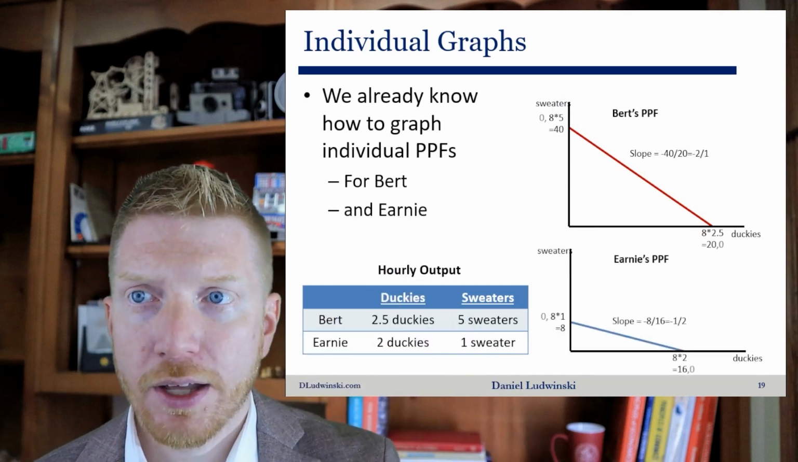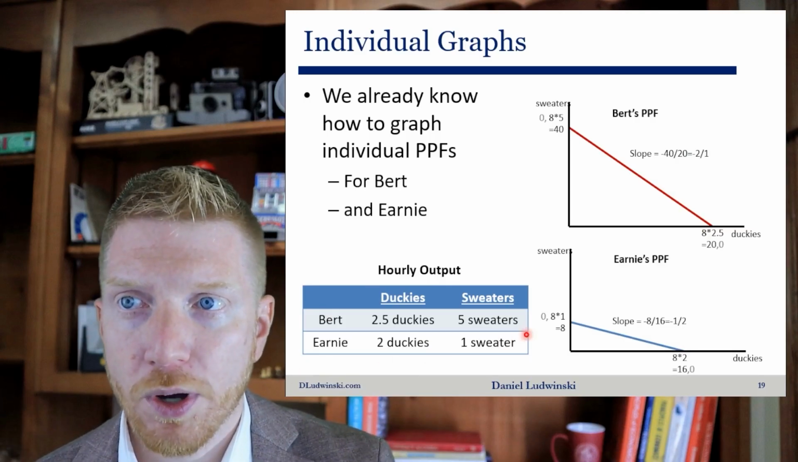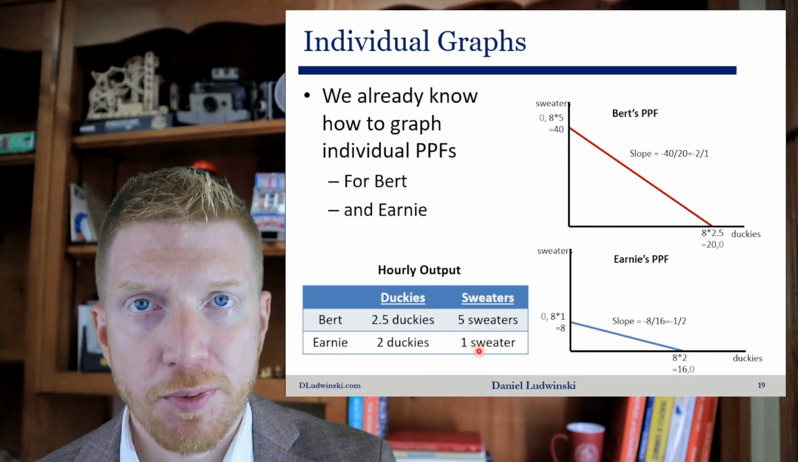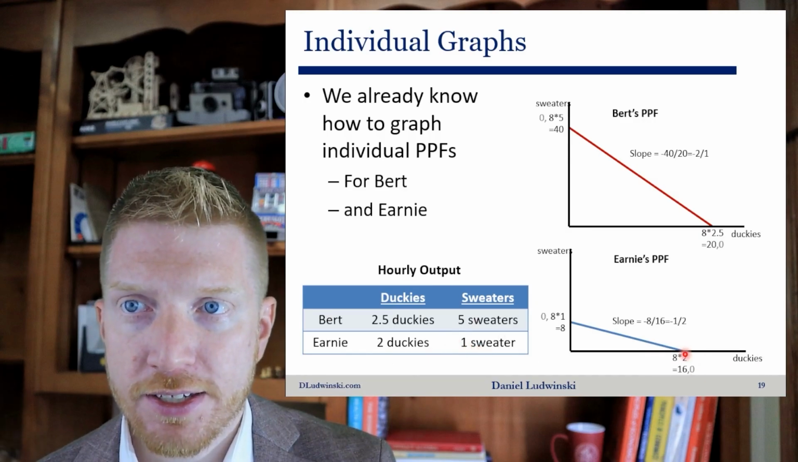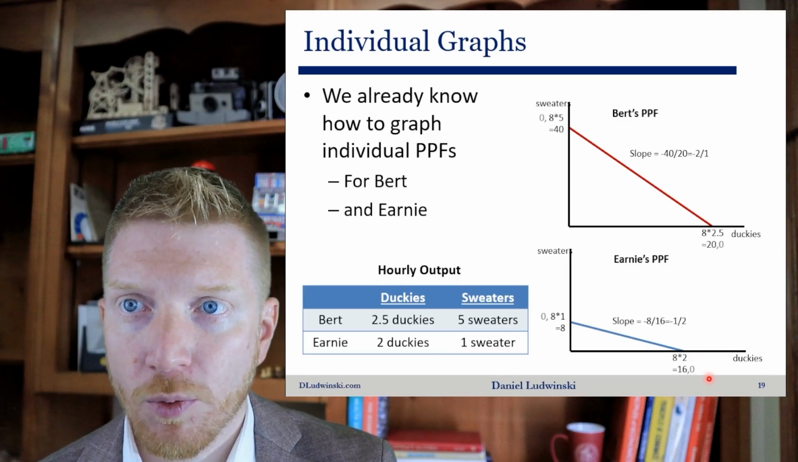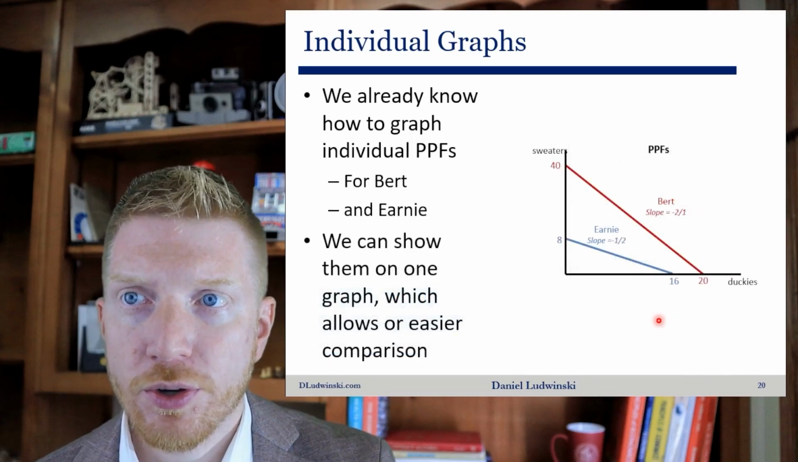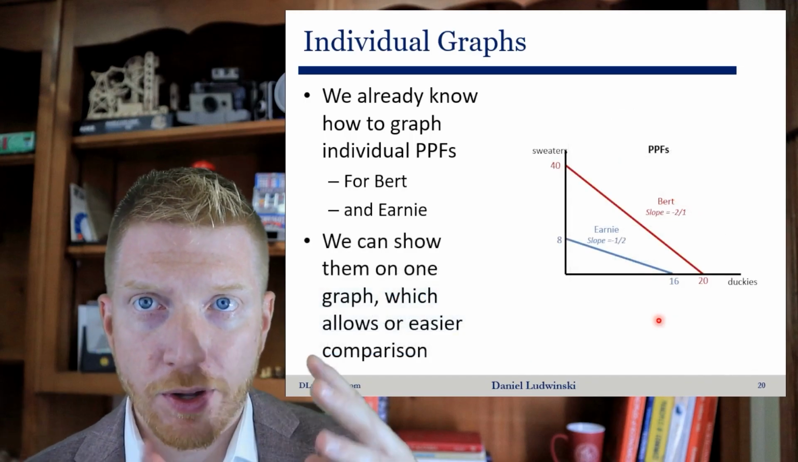For Ernie, the maximum amount of sweaters he can make is only 8, because he's only making 1 sweater per hour. The maximum number of duckies he can make is 16, and his slope is -1/2. We could also show this on one graph where they're put together.